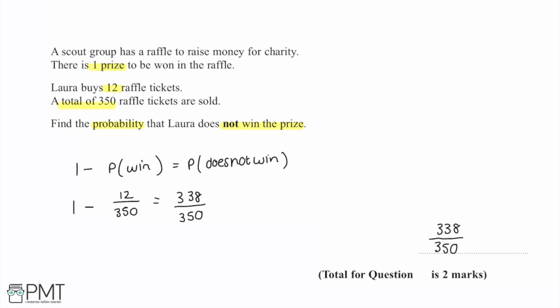So as for how the marks are awarded here, you basically get a mark for this initial calculation, so the 1 minus, and then you get the second mark for the final correct answer. We could have gone about this in a slightly different way and subtracted the 12 from the 350 at the start to get 338, and then we know that the probability of this happening would be 338 over 350. Either way, we come to the same conclusion here.